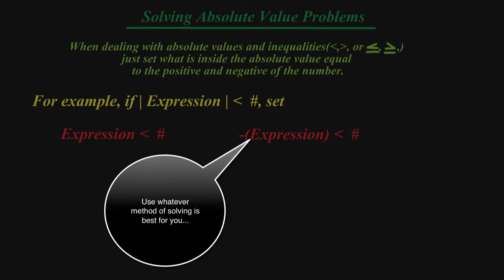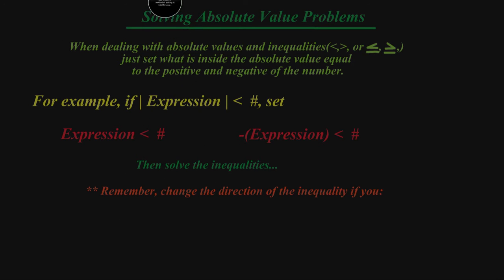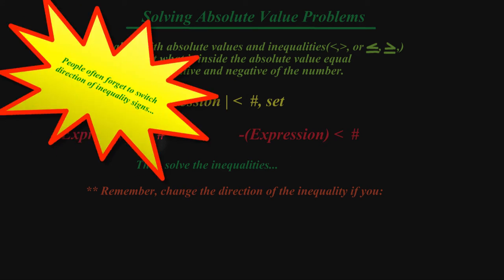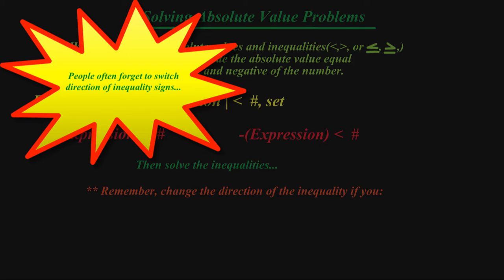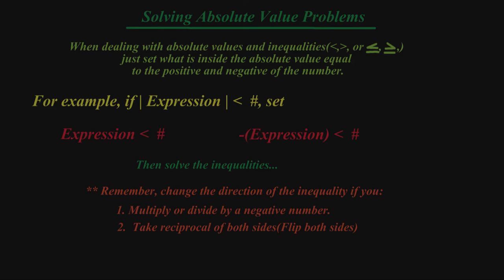Either way, when you're solving, you have to keep in mind that the direction of the inequality sign is going to change under two scenarios. One scenario is if you multiply or divide by a negative number, then this will go from less than to greater than, or vice versa. If you had a greater than, it would go to a less than, or less than or equal to. And if you take the reciprocal of both sides, the same thing will happen. So if I do 1 over the expression and 1 over the number, this better switch to a greater than.